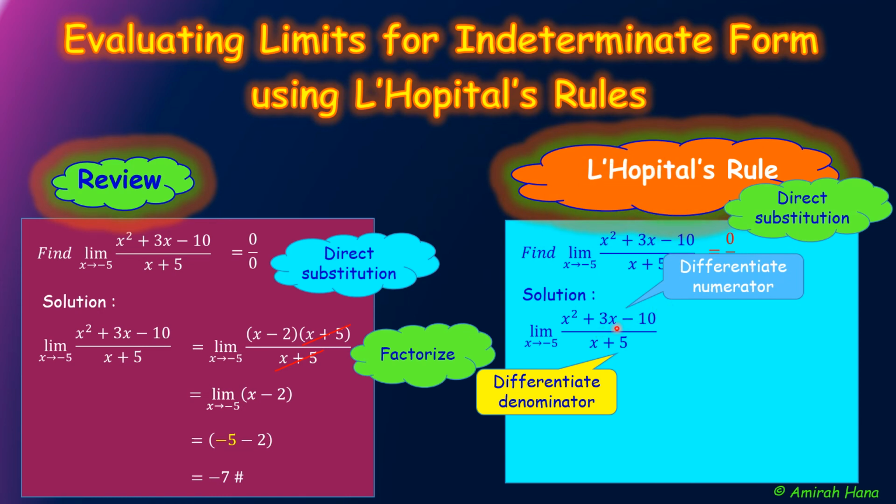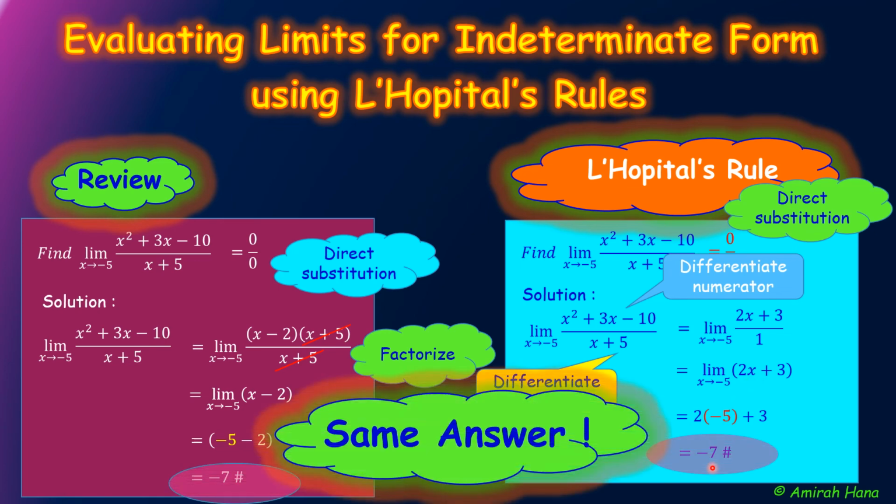After we differentiate numerator and denominator, we have limit x to negative 5 of 2x plus 3 over 1. Then we can substitute the value of negative 5 into x here. Then the final answer is negative 7. When we compare with what we learned in Calculus 1, we got the same answer.